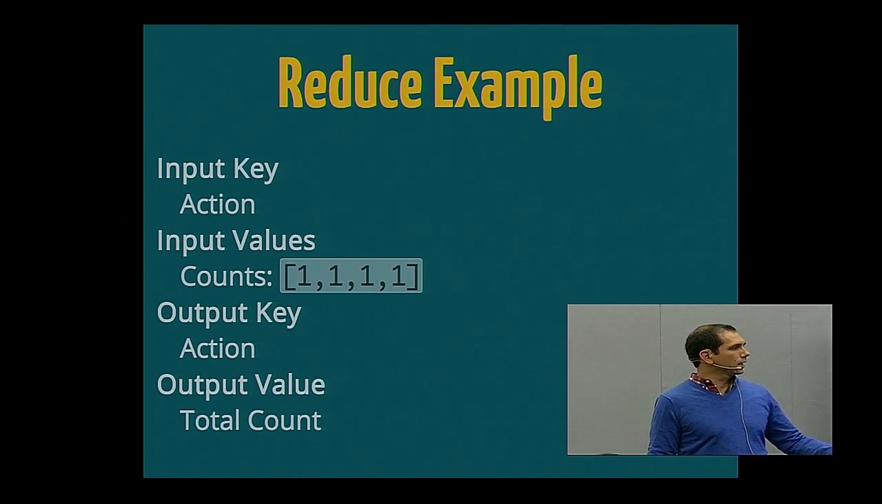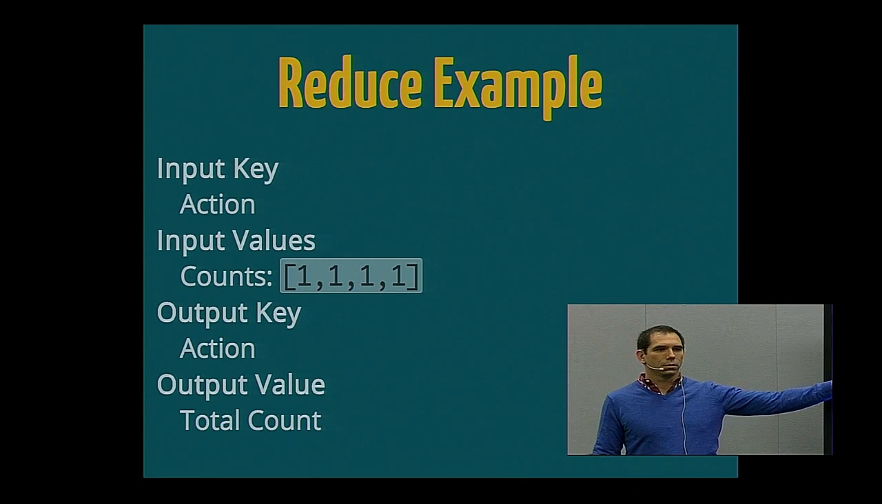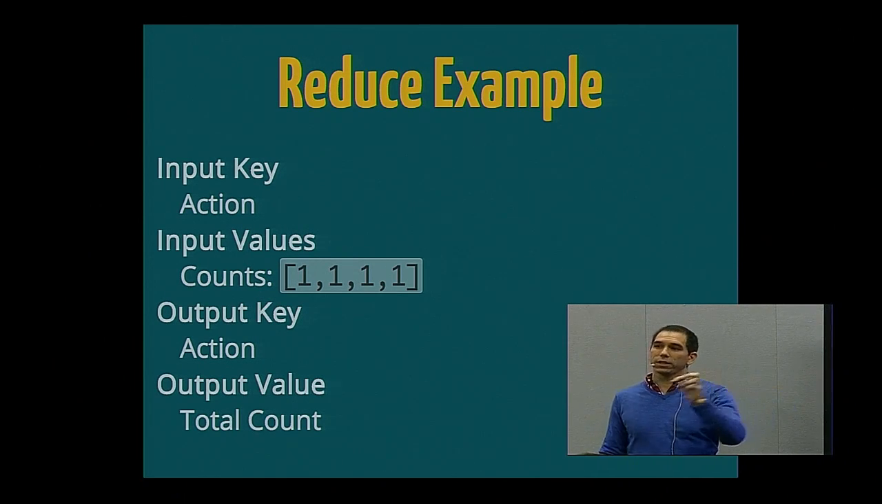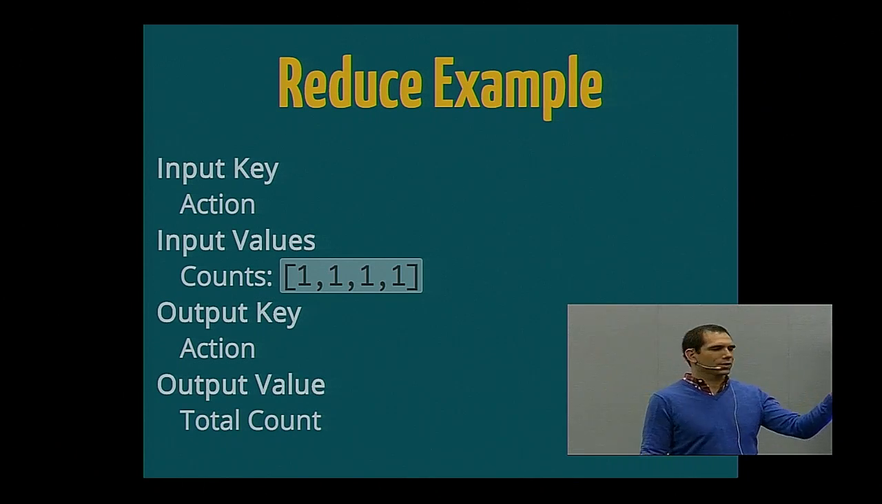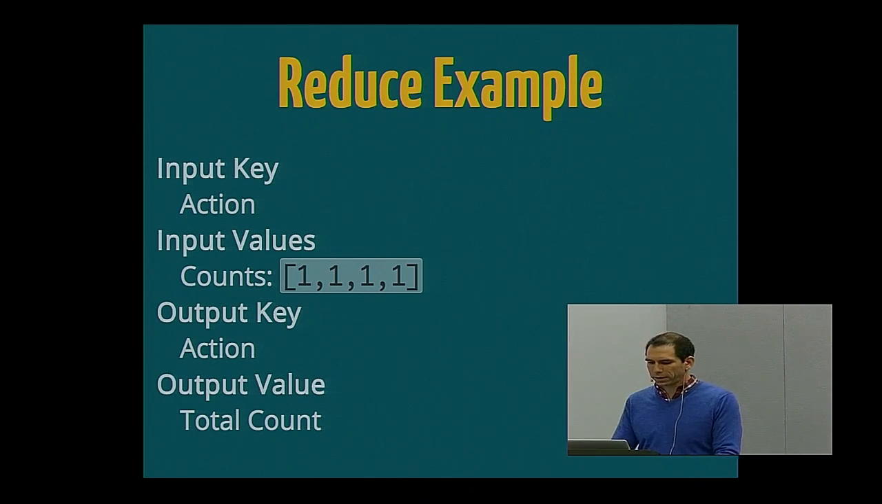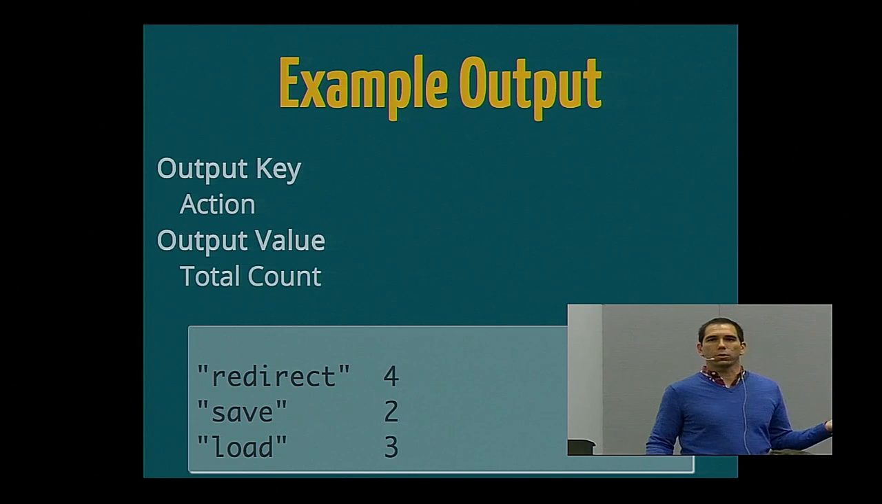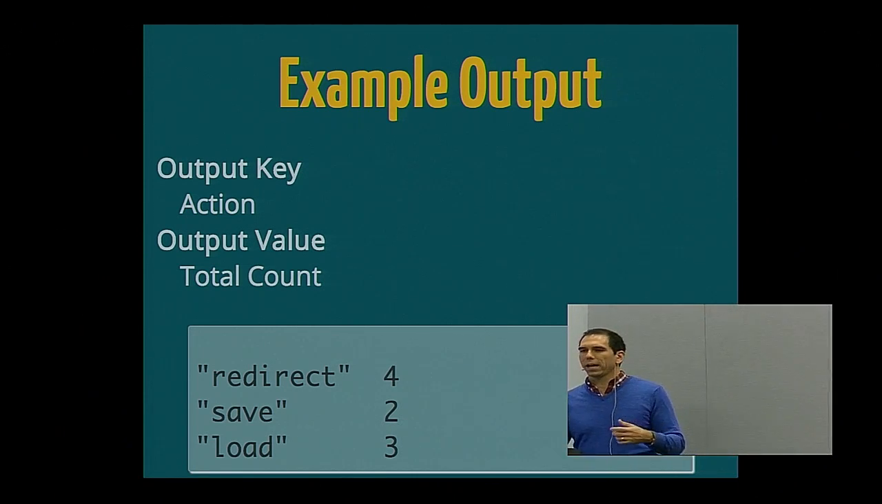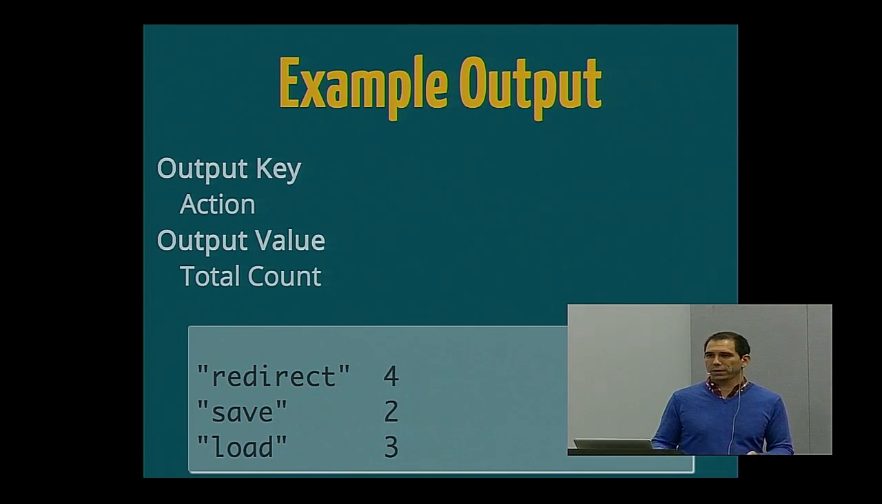So in order to get the total counts from this type of structure, what should we do? Yeah, we can either do length or sum. More mathematically speaking, sum is probably the safer option here, but length also works. Exactly. And so when we output the action and the total counts, then we have these key value pairs that mrjob is going to output, like redirect, save, and load. Does that make sense? Cool.